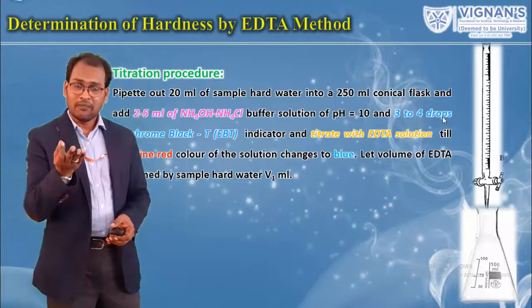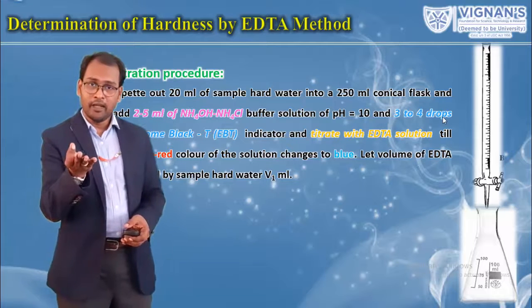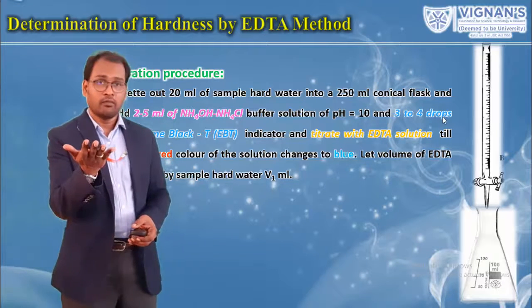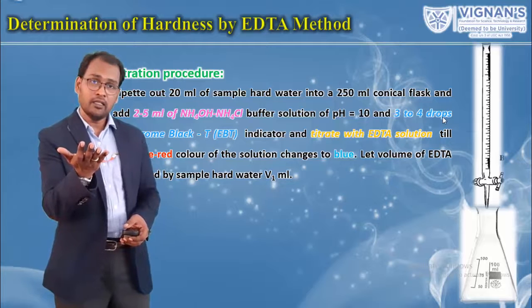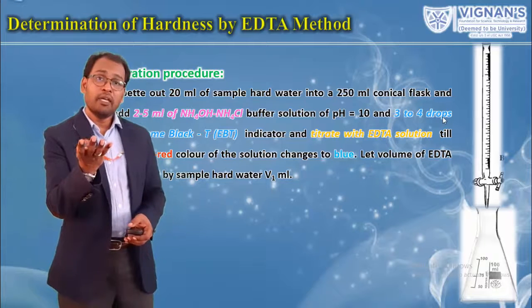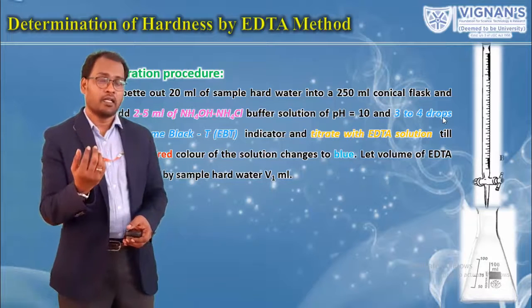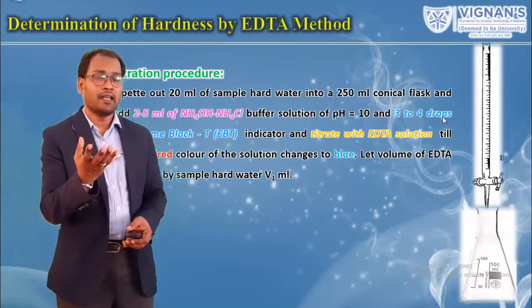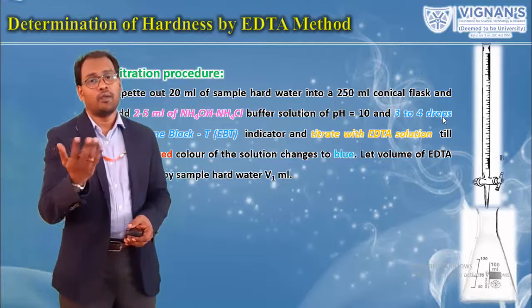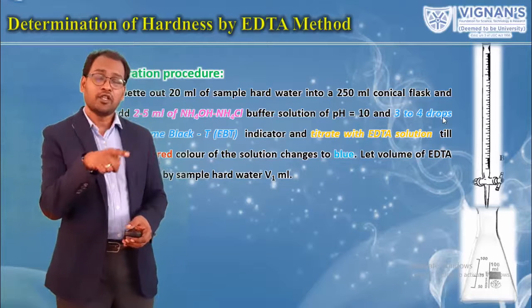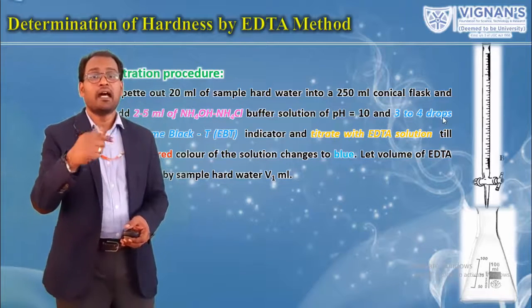When you add this EBT to the water sample, there won't be any color change. Can you guess why there won't be any color change? Because the pH of this sample is not alkaline. If it is not at alkaline pH, the color will not be observed. So the addition of EBT has to be done in order.